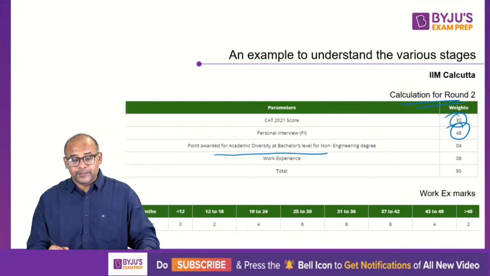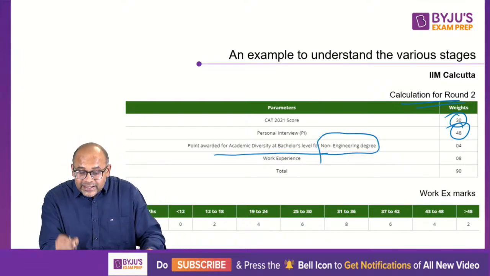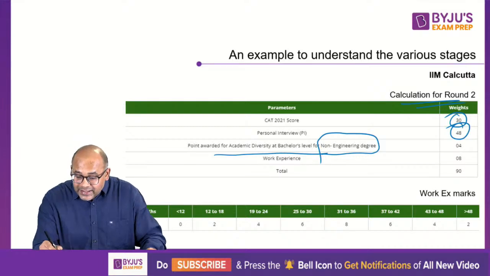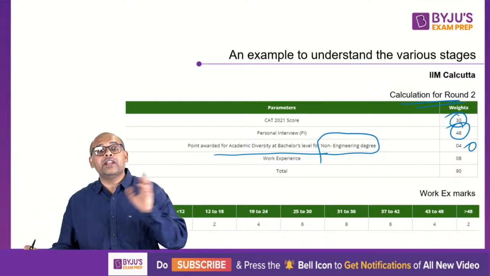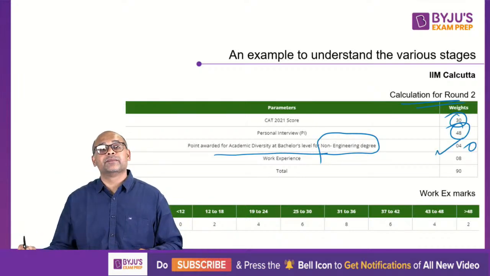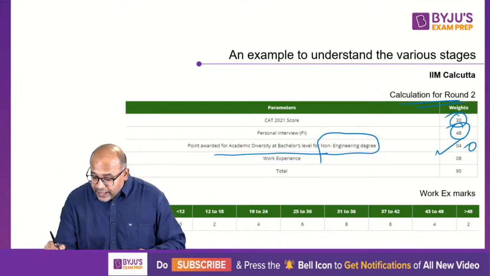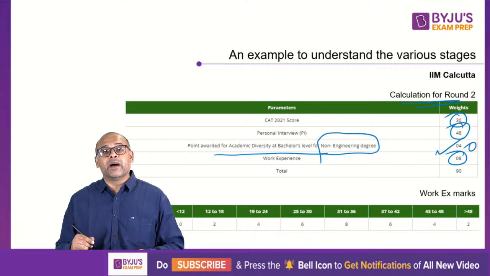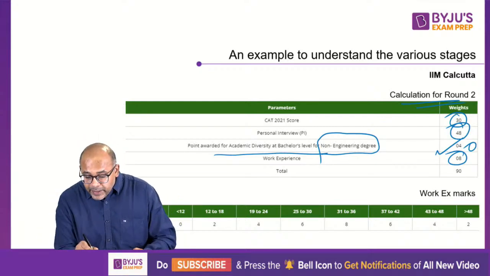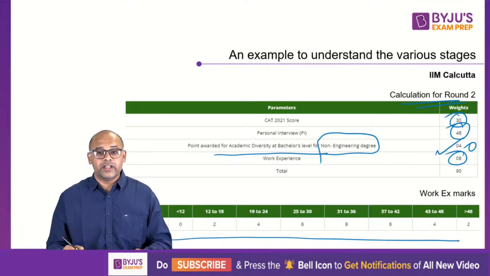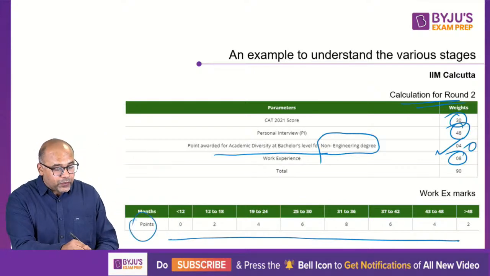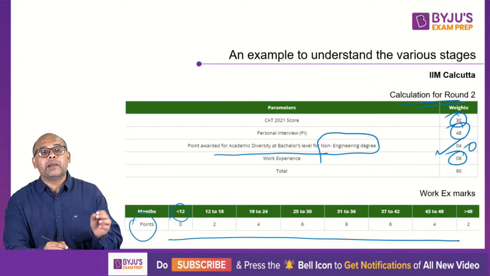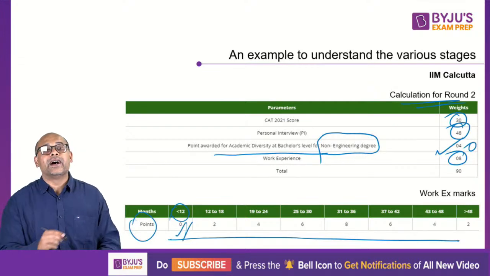This is interesting. For non-engineering degree, I will get 0 here because I'm an engineer, whereas any non-engineer straight away will get 4 marks. Okay. Then work experience 8 marks. What is work experience? Depending upon your months. You can see over here. In fact, I think I'm blocking some part of it. So you can see points if you are less than 12 months. So 8 months, 9 months, just started working, no marks.